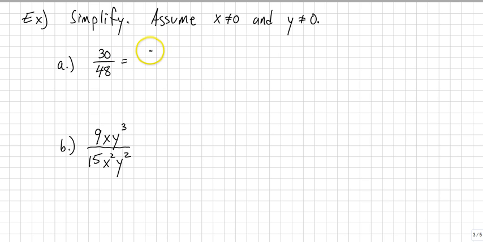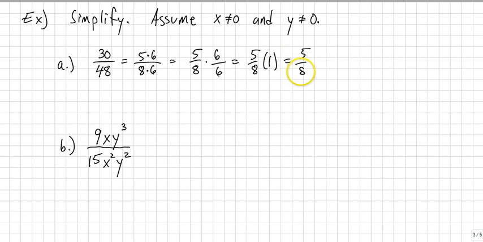So that would be the same thing as, let's see, 30 is 5 times 6, and then 48 is 8 times 6. So we would write that as 5/8 times 6 over 6. And 6 over 6 is just 1. So we end up with 5/8 times 1, which is just 5/8. So 30 over 48 simplifies to 5 divided by 8. So notice I split it up using the greatest common factor. So 6 is the greatest common factor of 30 and 48.